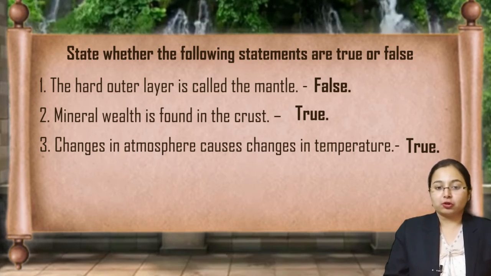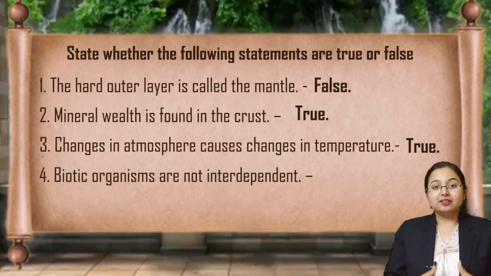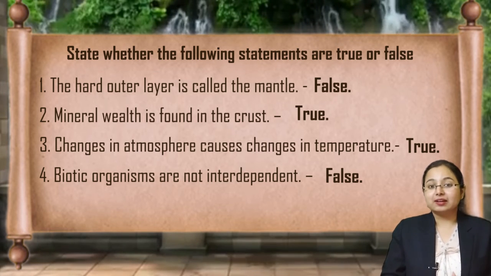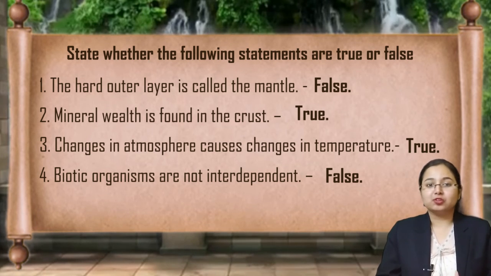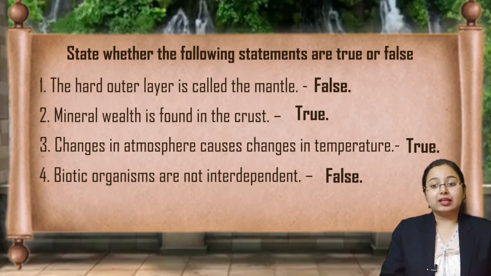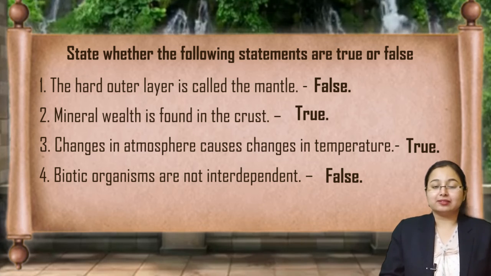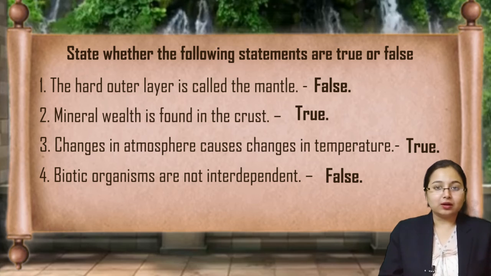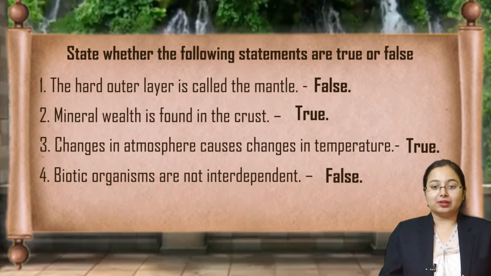Next, question number 4. Biotic organisms are not interdependent. Is this statement true or false? Children, this statement is false, because biotic means all the living organisms, for example plants, animals, human beings and all living creatures, and they are interdependent and dependent on the physical components. What are physical components? Namely land, air and water.